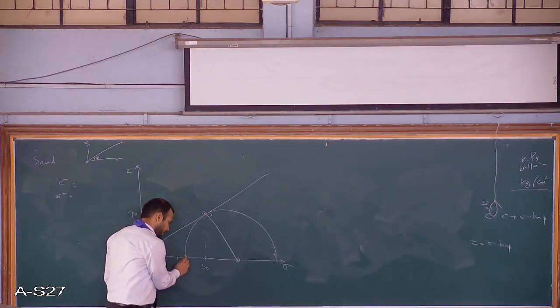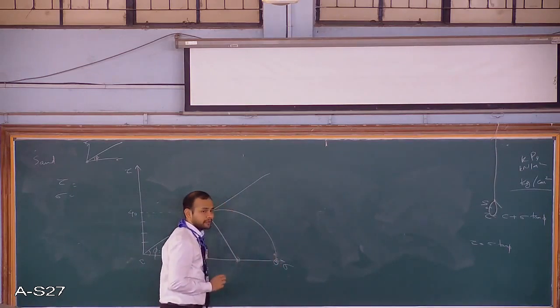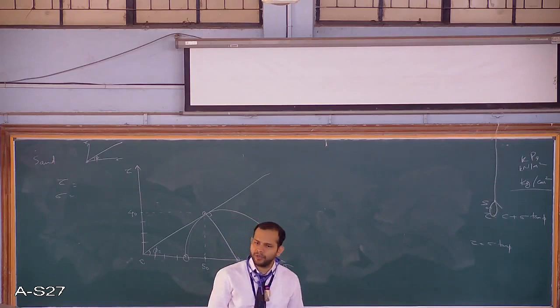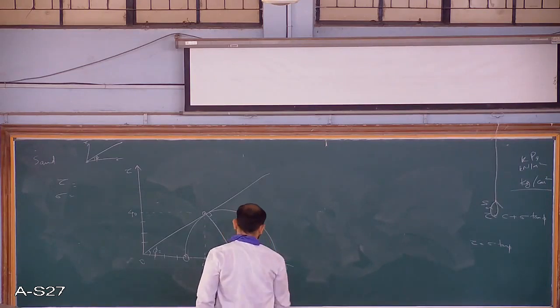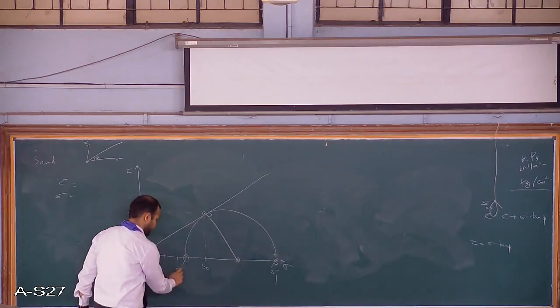So the points where it touches give you your principal stresses. As I said, the bigger one is sigma 1, the smaller is sigma 3. So this point is sigma 1, this is sigma 3.